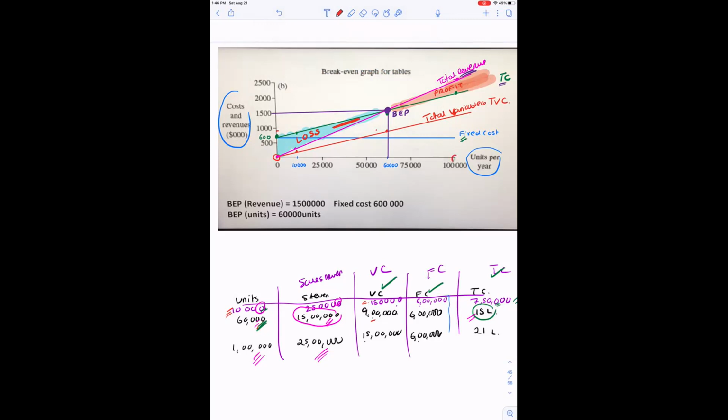And how much safe are you? Your actual sales in this example was 1 lakh. So this is your margin of safety. How much safe are you? This is your margin of safety. You are selling 1 lakh. This is your 60,000 units. So the difference between these two, that is 40,000 units, is your margin of safety.